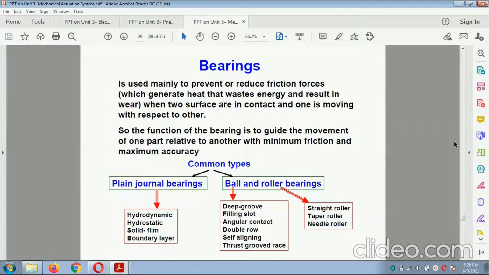Bearing is used mainly to prevent or reduce the friction force. Friction produces heat, which is wasted energy, and results when two surfaces are in contact with each other. So the function of the bearing is to guide the movement of one part relative to another with minimum friction and maximum accuracy. The common types are plain journal bearing and ball or roller bearing. The plain journal bearing can be hydrodynamic, hydrostatic, solid film and boundary layer. The ball bearing is of types deep groove, filling slot, angular contact, double row, self alignment and thrust groove, and roller bearings are straight roller, taper roller and needle roller.